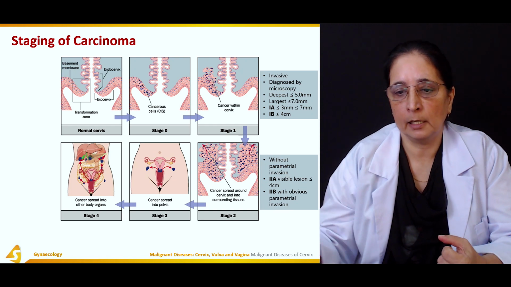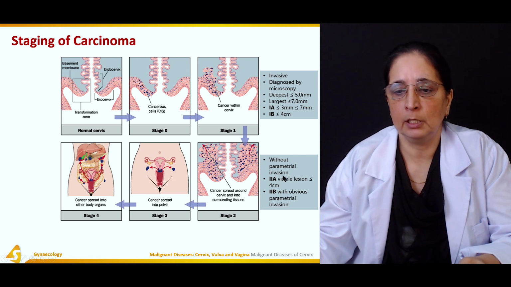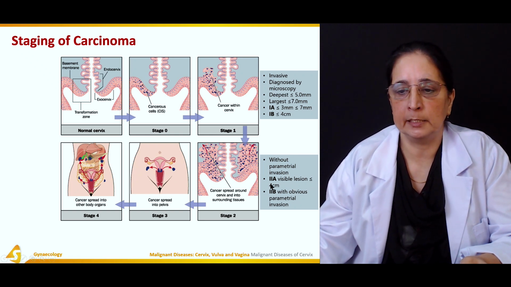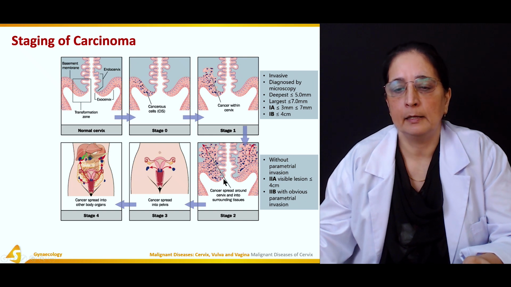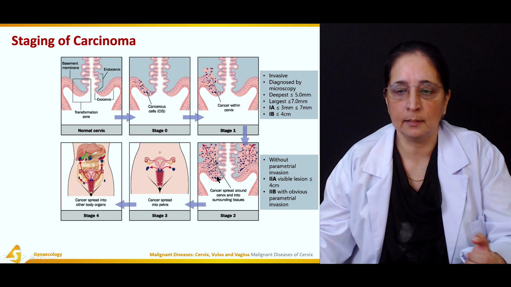Next, in stage 2, without parametrial invasion, and in stage 2A, visible lesion less or equal to 4 centimeter. 2B is now parametrial invasion. Here, this rounding, this is very clear in the diagram also. Now it is going into the parametrial tissue, or tissue surrounding the cervix.